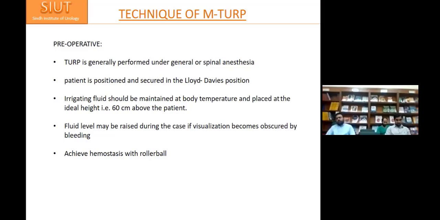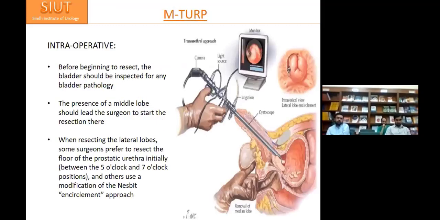Irrigant fluid should be maintained at body temperature and placed at the ideal height, that is 60 centimeters above the patient. This is of very much importance, as there is less chance of fluid absorption if it is at the ideal height above the patient. The fluid level may be raised during the case if visualization becomes clouded by bleeding, and achieve hemostasis with the roller ball.